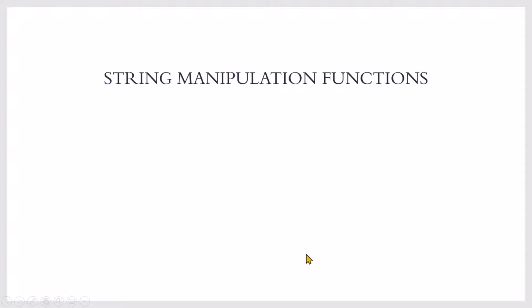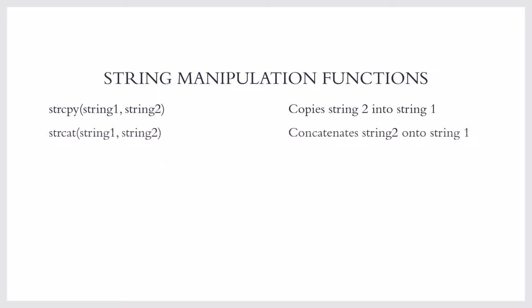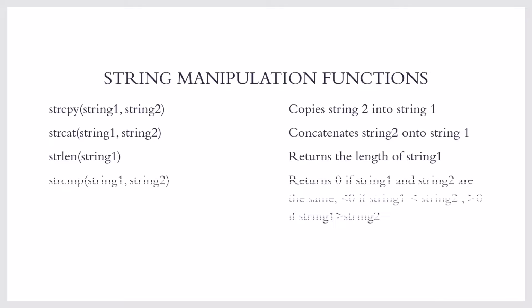String manipulation functions. Right, so we have string copy. This will copy string 2 to string 1 as is mentioned on screen. What's important to remember is that string 2 will retain its contents while overwriting the contents of string 1. String cat will join two strings. String 2 will be joined to string 1. The string len is pretty straightforward, returns the length of a string.